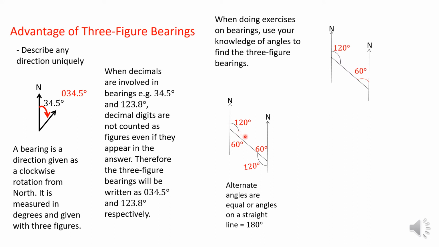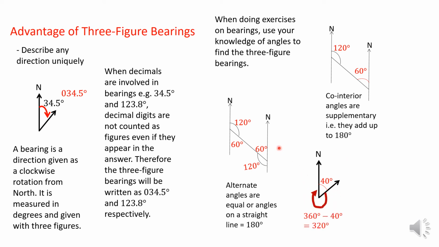Something else is co-interior angles. Co-interior angles are supplementary. That means these angles here must add up to 180 degrees. You find them between parallel lines. Then angles at a point. If I have a point here, and let's suppose this is 40 degrees, what is this reflex angle here? This reflex angle would have to be 360 minus 40 degrees, which is 320. Again, see the direction of my arrow. These are quite interesting revision points that you need to know. It's not all, but this should be handy when you are dealing with questions on bearings.